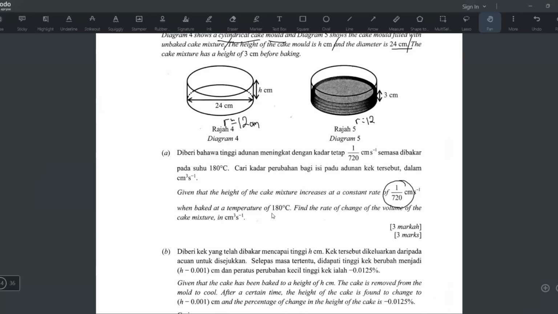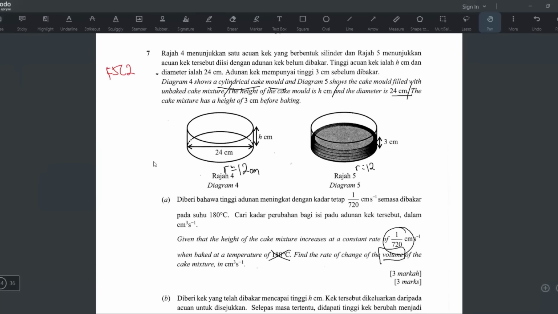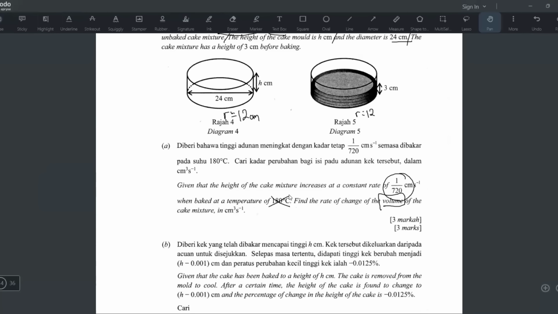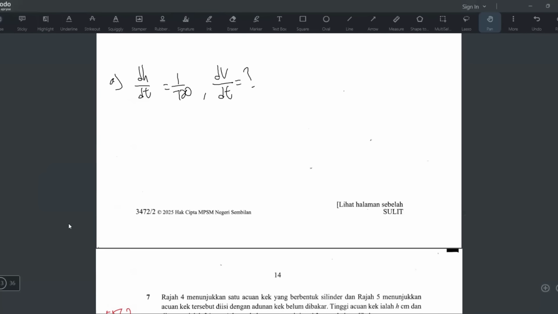And then when baked at temperature 180, I don't think this is useful, because this is about temperature. So not useful at all. And then also they say find the rate of change of volume. So it has nothing to do with temperature, right. Okay, rate of change of volume. Rate must be over dt, but they want volume. Rate of volume. So dV over dt equals question mark. Okay, and I think that's all for the information. Okay, now we can start to do.